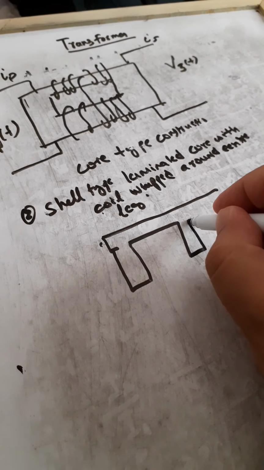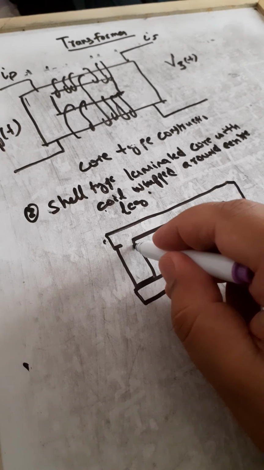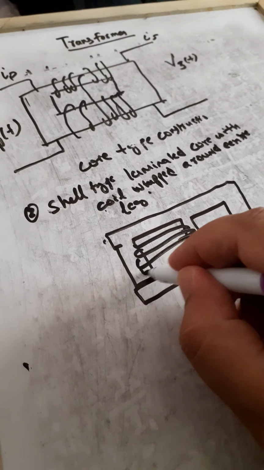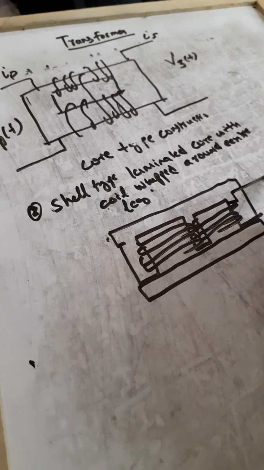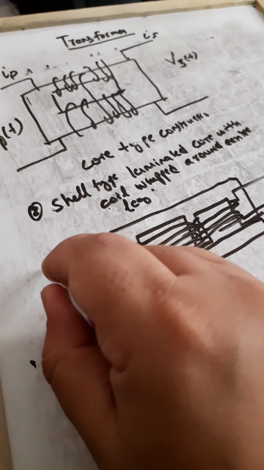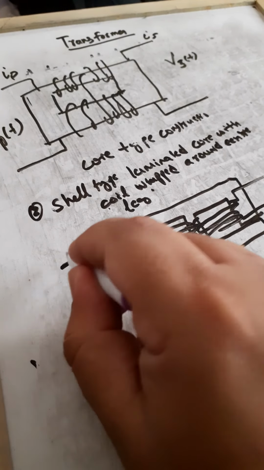This is your shell type arrangement. If you can see, this is a structure of E and I. So this is E on top and I. What we do is, here you can see this is the construction for a shell type of transformer, and here we can take out IP, VP, you can say this as VS, IS.